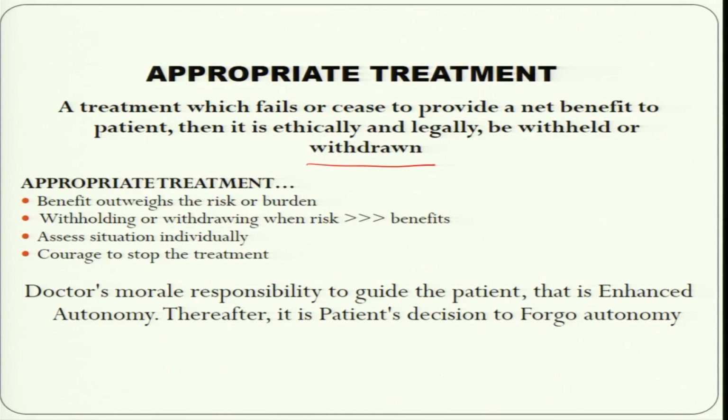We have to guide the patient and relatives that this treatment is not going to be of any benefit to you. So, there is no need to go for treatment. It is called enhanced autonomy, and thereafter it is the patient's decision to forego autonomy. After that, if the patient decides, no, I still want the ventilator because my son is coming from America and I want him to be alive for 2 more days, and all such things. Such scenarios do happen in our society, and in that case, after taking consent, again you can put the patient on a ventilator.